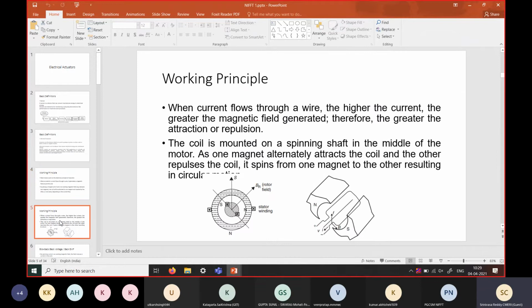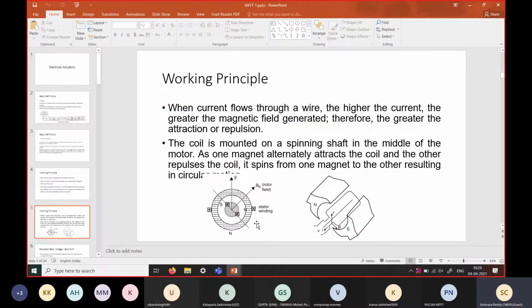So in the next slide, in the first image you can see two fields. The inner one is the rotor, the outer one is the stator. That means the inner one is the rotating element and the outer one is the static part. Generally, for small motors, the outer winding which produces a magnetic field can also be a permanent magnet.